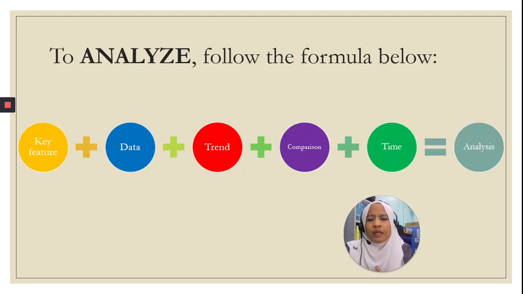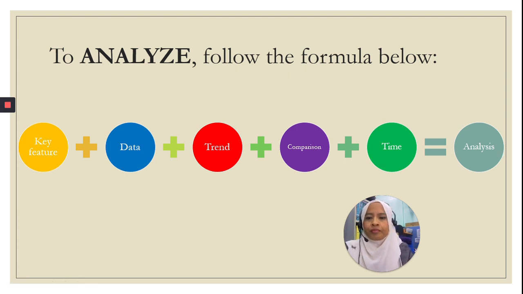Okay, we're going to start with analyzing. Okay, and to analyze, follow the formula given below. And if you see here, again, I have color-coded them using colors that I have mentioned before. So you get the key features in yellow, the data in blue, the trend in red, if there are any comparisons in purple, and the time frame is in green. And then you will get your analysis.